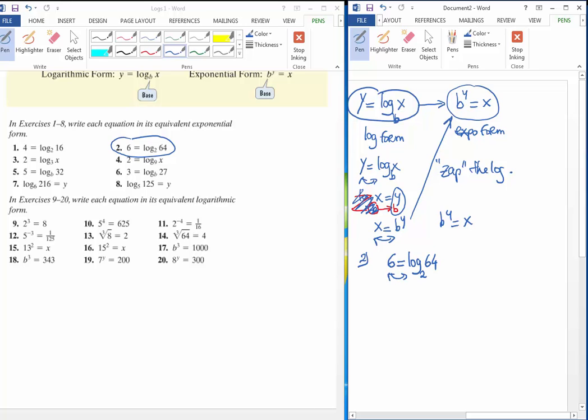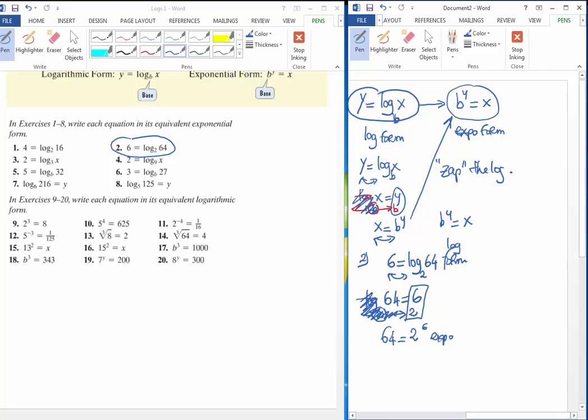Let me just swap both sides and show the log first. So I have log base 2 of 64 is 6. Let me zap the log and carry over to the other side the base. So on the left hand side everything is gone except the 64, and that 64 is equal to 2 raised to the power 6, and that would be the exponential form, having started with the log form above. And that's what we have for this one.